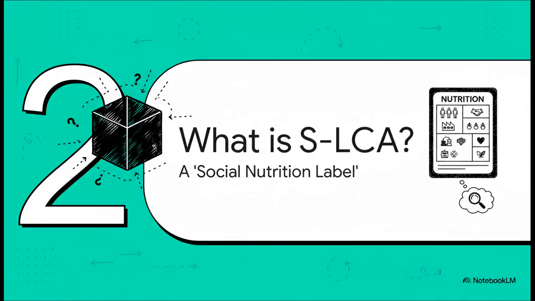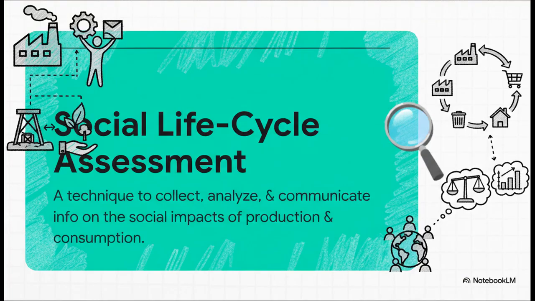So, how do we crack open that black box? Well, that's where this methodology called Social Life Cycle Assessment, or SLCA for short, comes into play. The best way to think of it is kind of like a social nutrition label for our products. It's designed to tell us that exact part of the story we've been missing. And the most important word in the official definition here is technique.